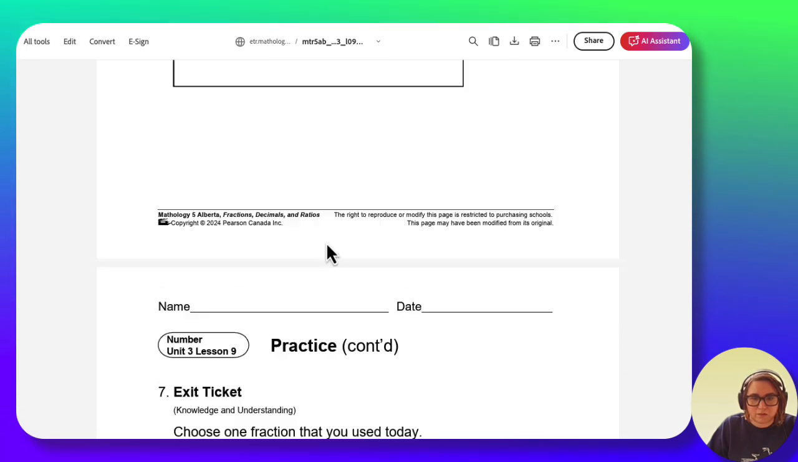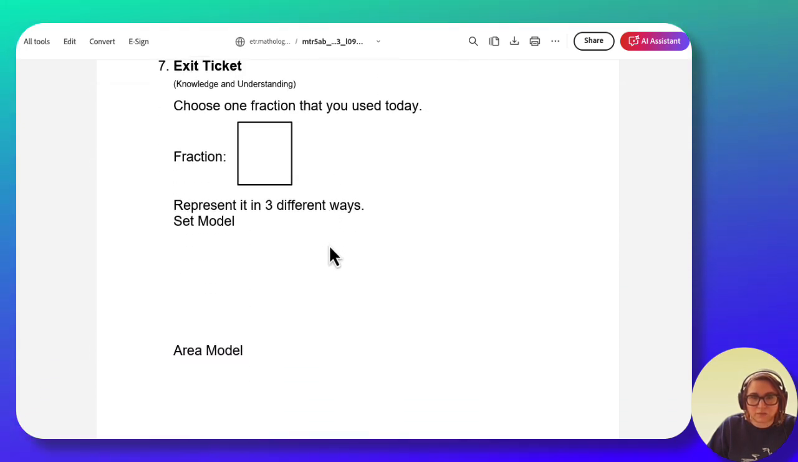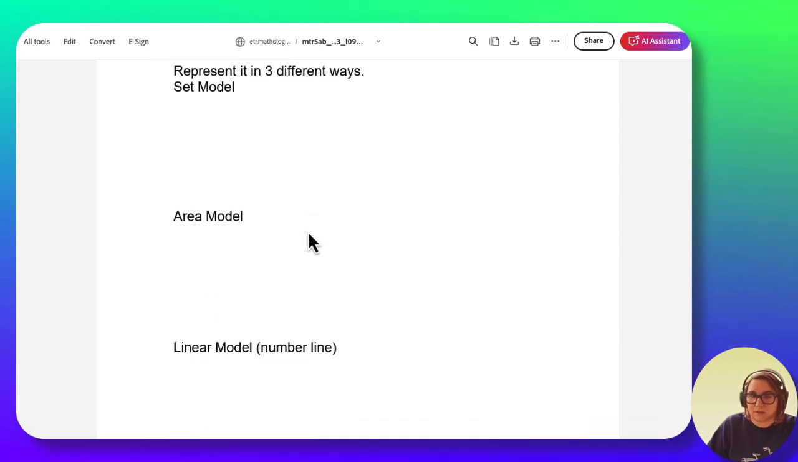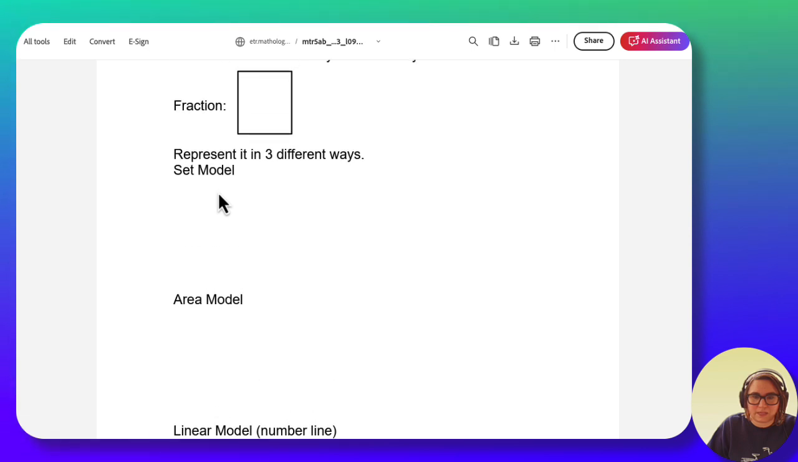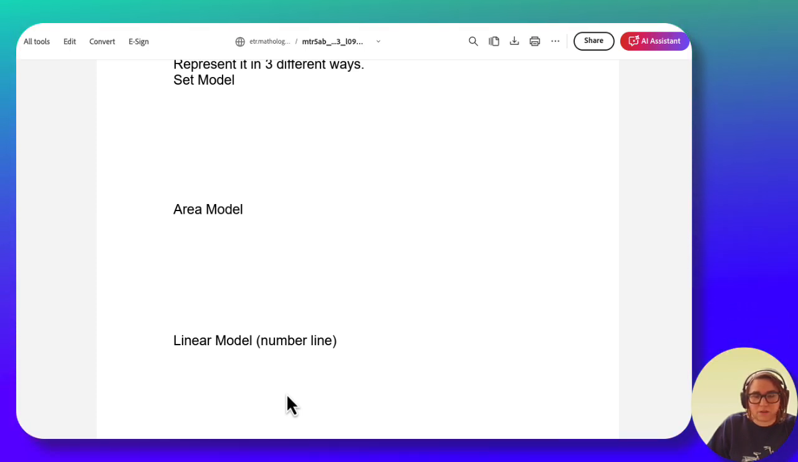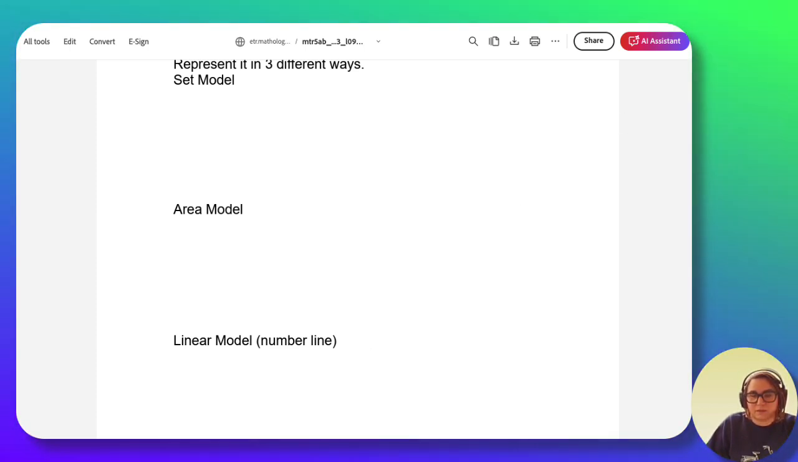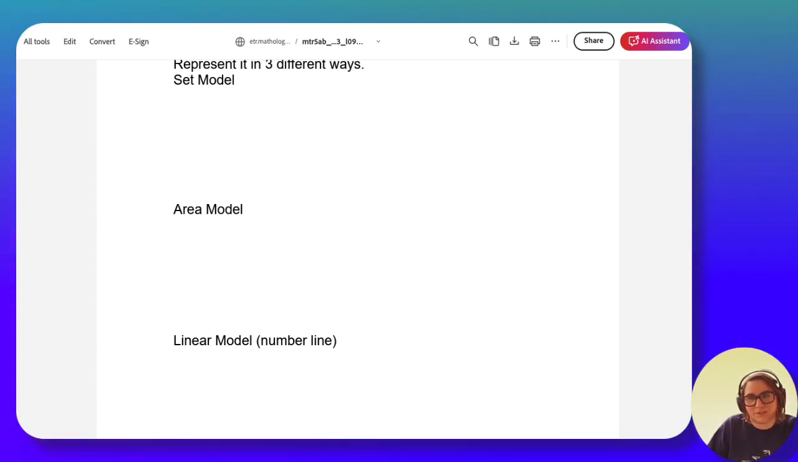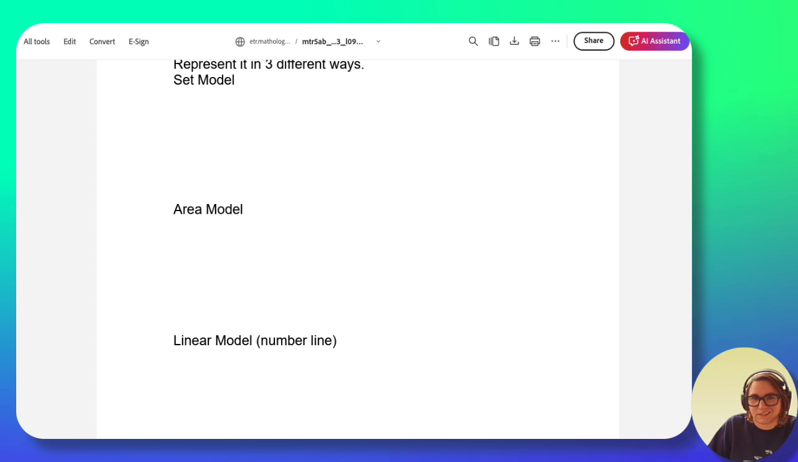And then there is also an exit ticket. Use one fraction that you used today and represent that fraction in 3 different ways. So this one is an open-ended, low floor, high ceiling one where we want to see if they can represent each of these 3 models accurately before we move on to the next piece of the unit. If most of the class is having some trouble with one of the area models, we might want to do some continued work to continue practicing it until everybody is understanding the 3 different ways.